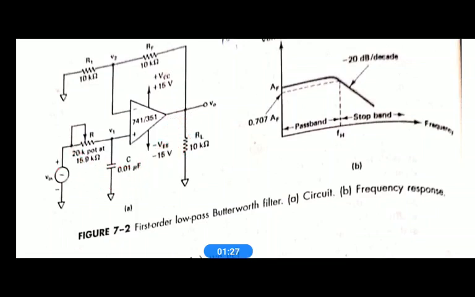The filter circuit is formed using the RC network R and C, which is applied at the non-inverting terminal. Or we can say that the input signal which is to be filtered, we are applying at the non-inverting terminal through the RC network, which provides the filtering operation.